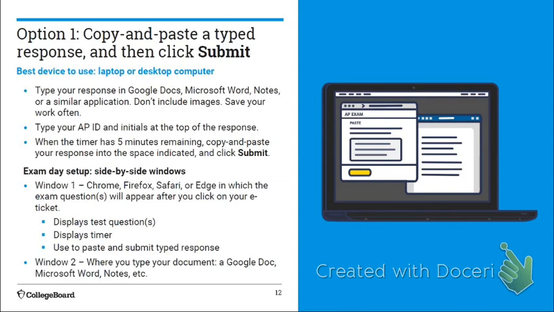So you would type your response into a Google Doc file, a Word file, notes, some kind of similar application. Okay, you would type your AP ID and your initials at the top of that response just to ensure that they know who it is. I mean, they should, but just in case. And when it is time for you to submit your answers, because there'll be a specific time for that, you would just simply copy and paste over into the little response window.